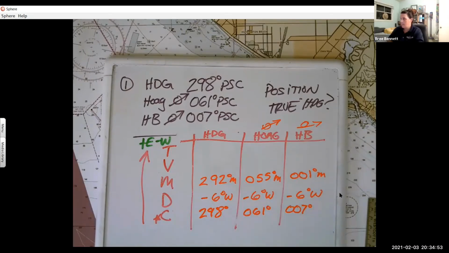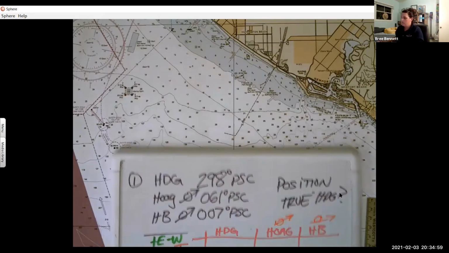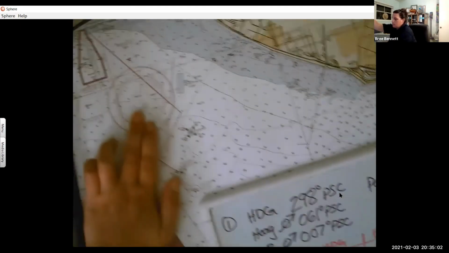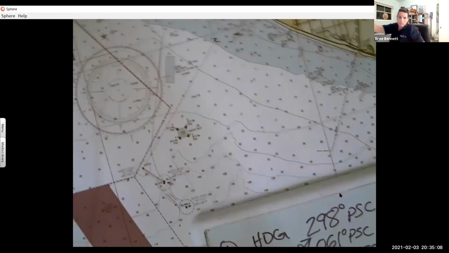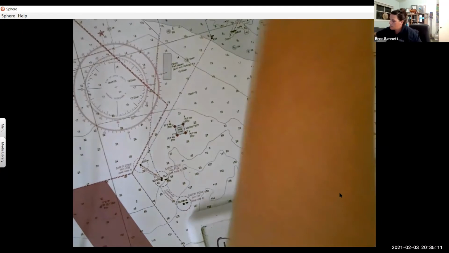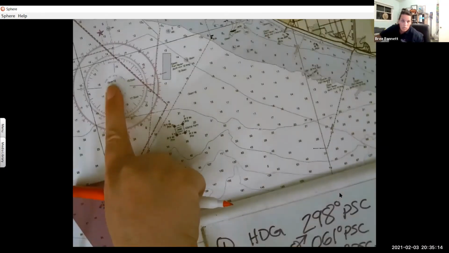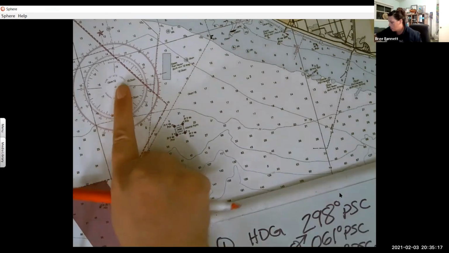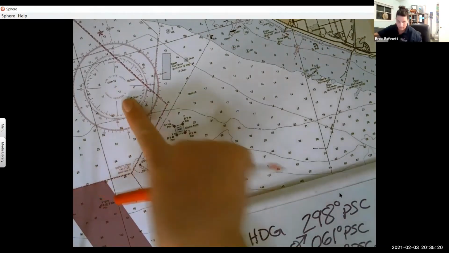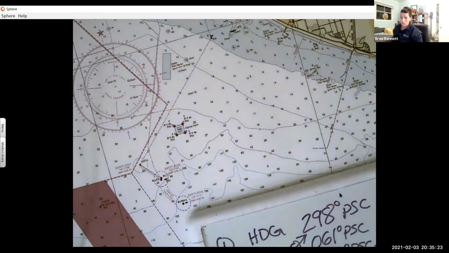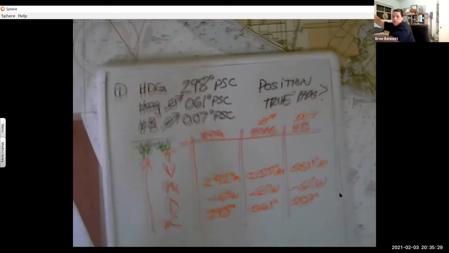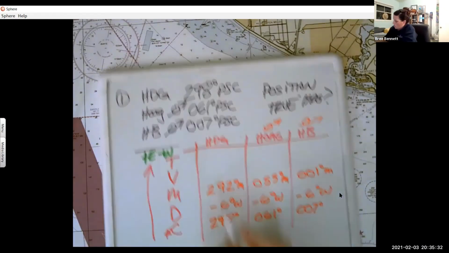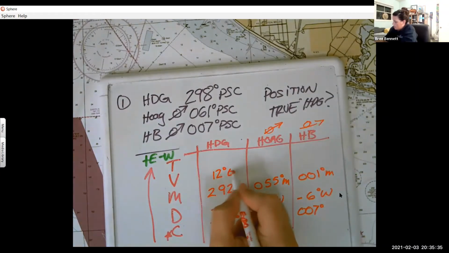Okay, so then we need to apply our variation. So let's look on the chart. We have a compass rose here. What does our compass rose say here? We have 12 degrees east, 2017, with our annual increase of 5. So we are going to use 12 degrees east.